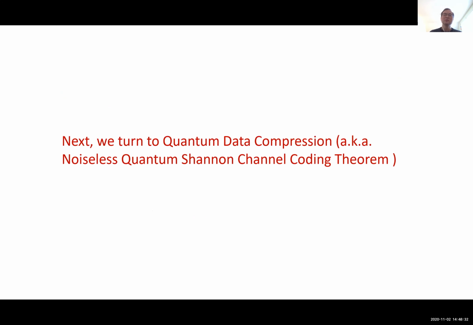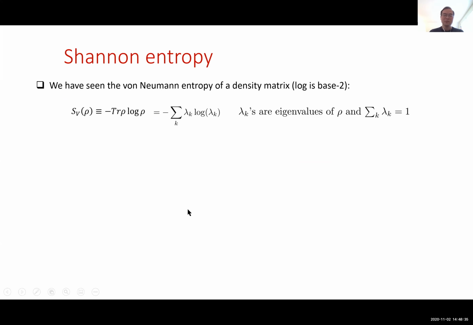Okay. So to talk about data compression, I need to mention Shannon entropy. We have seen the expression of von Neumann entropy of a density matrix. Right? We've seen this trace rho log rho, but this in fact is a summation of lambda log lambda, and the set of lambdas are eigenvalues of rho, and they add up to 1. They are non-negative, so they represent a probability distribution. So this expression here is in fact called Shannon entropy.